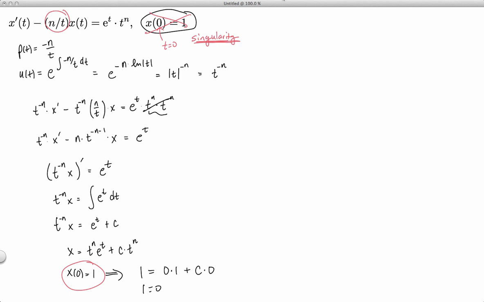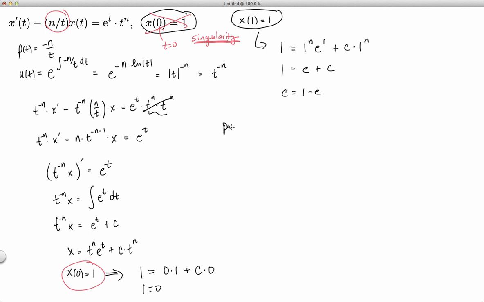So just for the sake of coming up with a good answer here, why don't we change up the problem a little bit and instead, I'm going to look at, say, x of 1 equal to 1. So with this new initial condition, I've got 1 equals 1 to the n, e to the 1, plus c times 1 to the n. So cleaning this up a little bit, it looks like in this case that c is going to be 1 minus e.